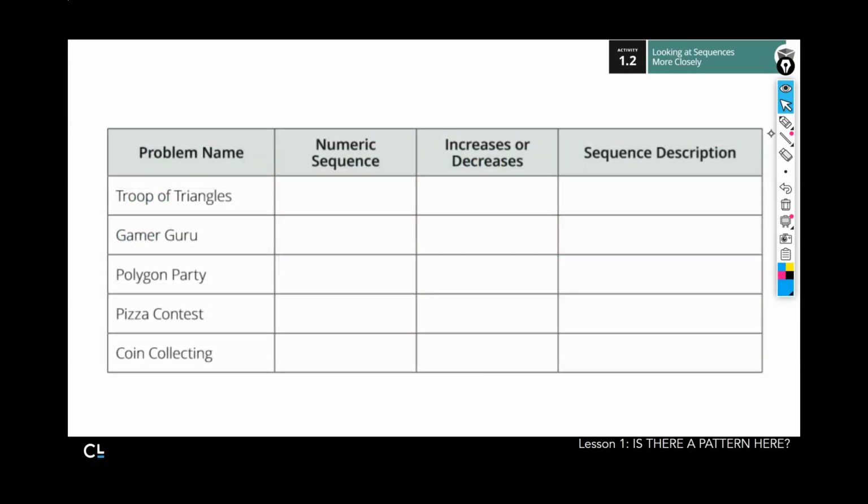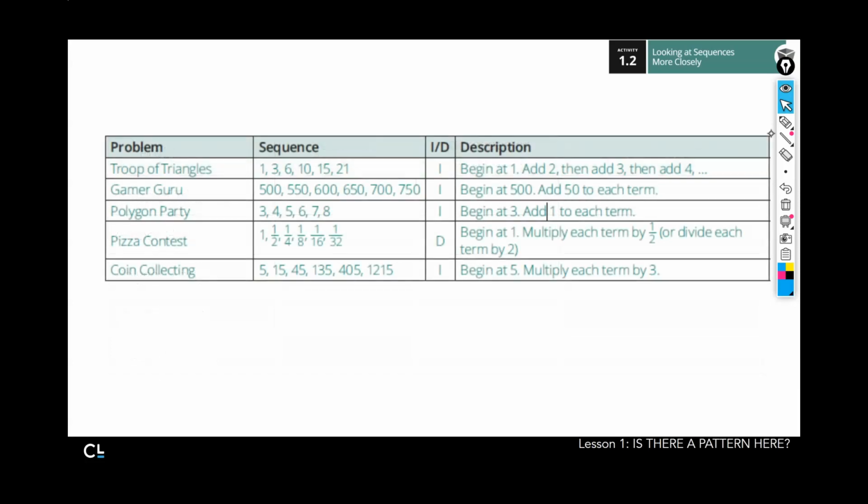The Troop of Triangles, Gamer Guru, Polygon Party, and pizza contest. Here's the sequence. You can see whether they're increasing or decreasing and their pattern.